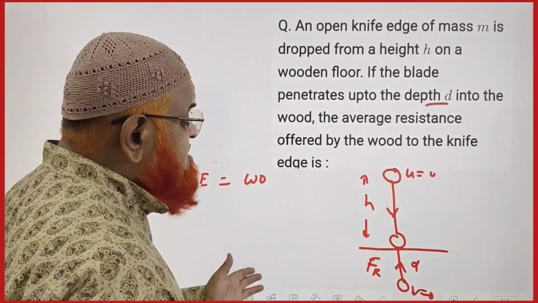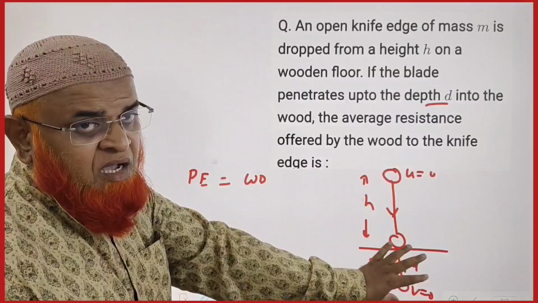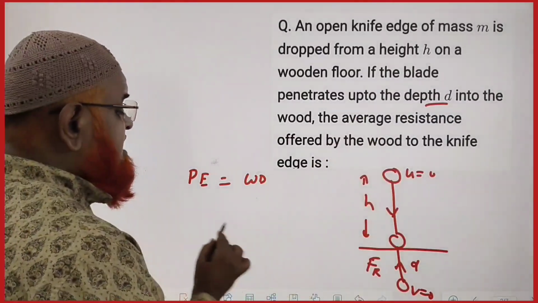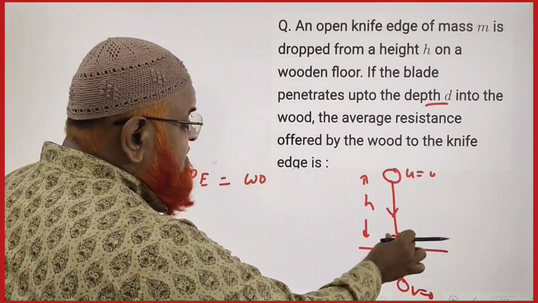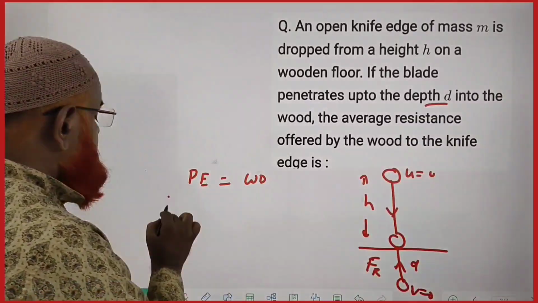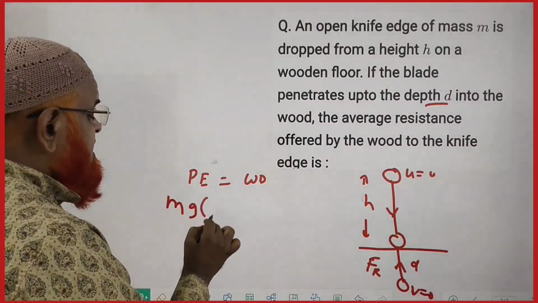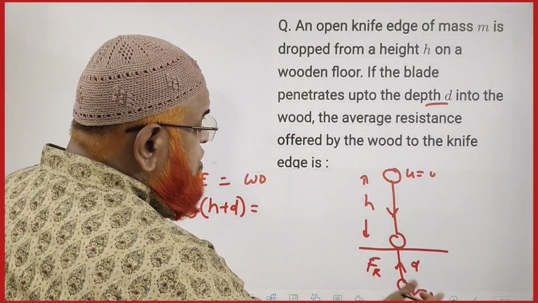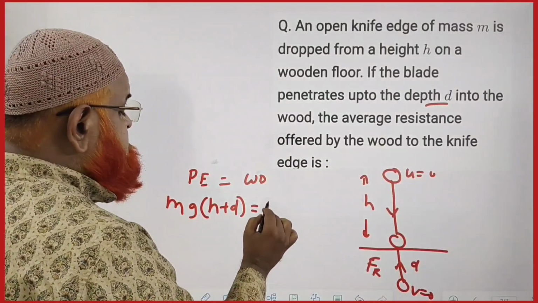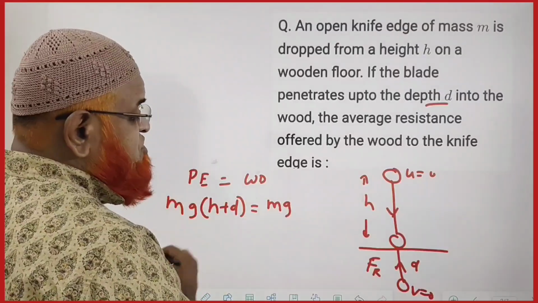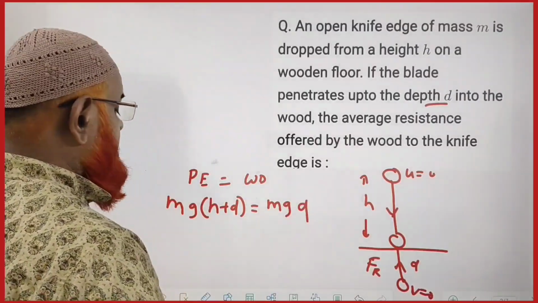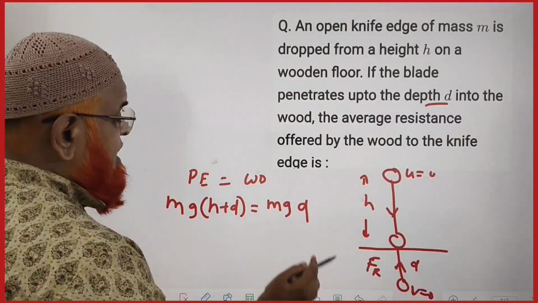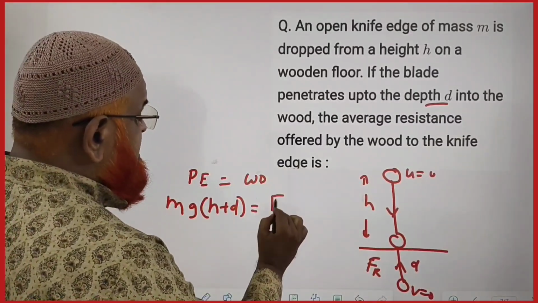ये वाला potential energy it is going to convert into work done by the wooden block to stop the knife edge. So potential energy कहाँ से कहाँ तक जाएगी? Because the knife is traveling h distance and next d distance. So we can consider it as mg into (h plus d). Okay, and work done by the wooden block to stop the knife, क्या होगा ये work done? It is going to become Fr into d here.